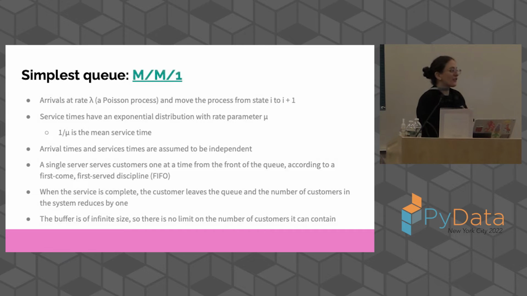All right, a server serves one customer at a time from the front of the queue. So that's going to be first come, first served. When service is complete, the customer leaves the queue, and the number of customers in the queue is reduced by 1. Here in the MM1 queue, I said the buffer is of infinite size, so we can have as many customers queuing up as we may desire.